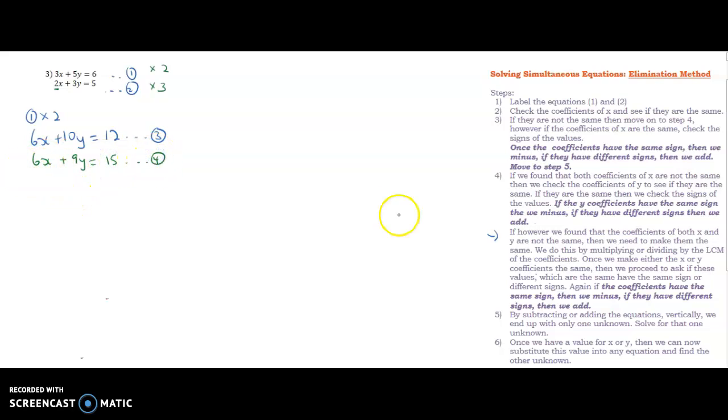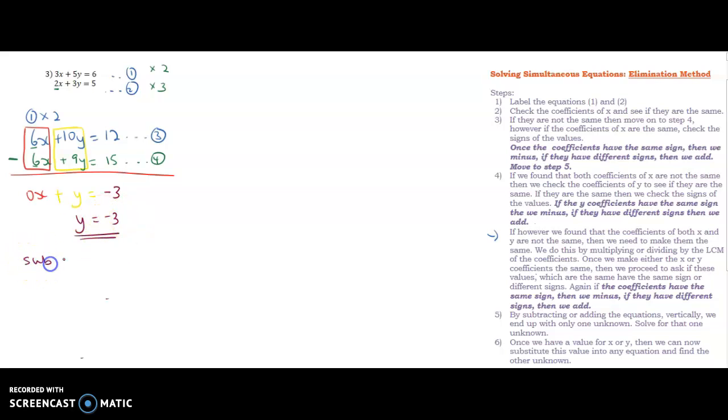So now I could go back to analyzing my coefficients. I have 6 and 6, positive and positive, same number, same sign, so I will minus. So again, I do these questions vertically. Now, my first piece is 6x, take away 6x, and of course we know that would be 0x. 10y, take away 9y, will end up being 1y. 12, take away 15 will end up being minus 3. So now I have y is minus 3. So that is the end of my first piece.